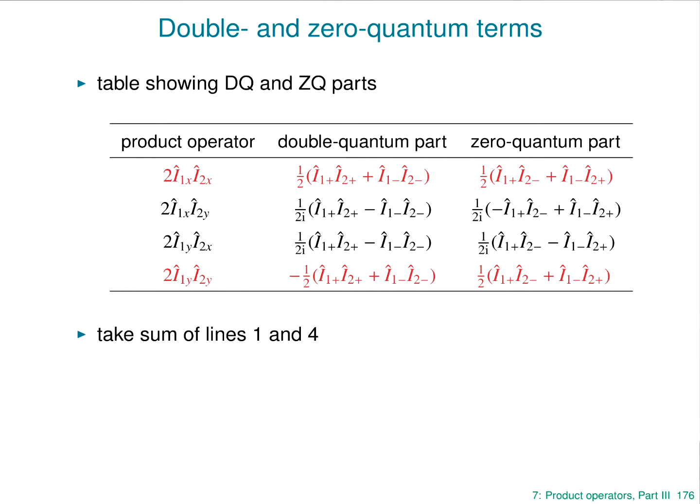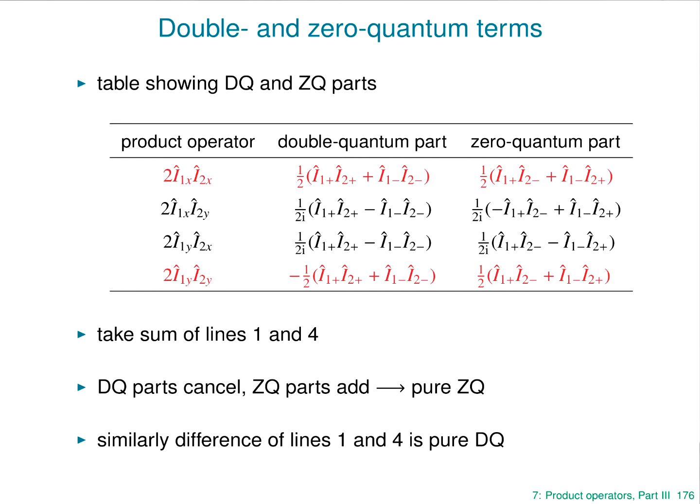So what would I do to get the pure double quantum part of 2I1x, I2x? Well, if you look at this table, you can realize that if I take the sum of the first and the fourth line, which is 2I1x, I2x plus 2I1y, I2y, the double quantum parts will cancel, and the 0 quantum parts will add. So the sum of the first and the fourth line is a pure 0 quantum term. In other words, 2I1x, I2x plus 2I1y, I2y is pure 0 quantum. And equally, if I take the difference between lines 1 and 4, the double quantum part will add up and the 0 quantum part will cancel. So by taking combinations of these operators, you can generate pure double quantum and pure 0 quantum operators.